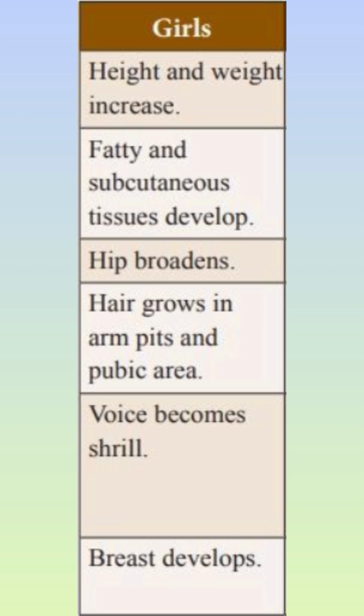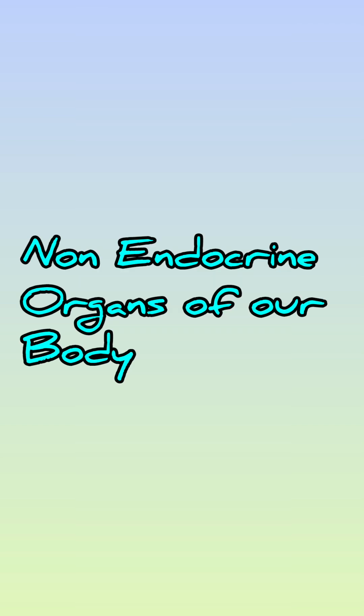Along with the milk secretion, progesterone also maintains the endometrium. Along with the endocrine glands, some of the organs in our body also secrete hormones. Let us see what those are.